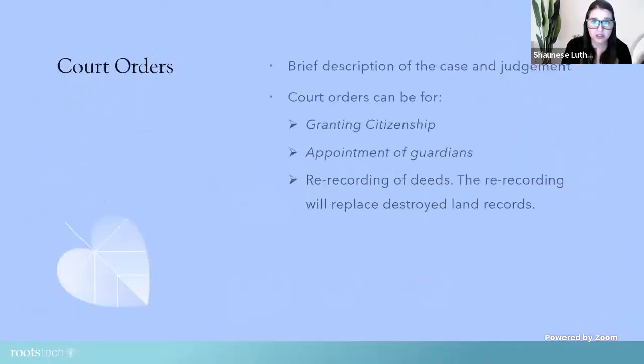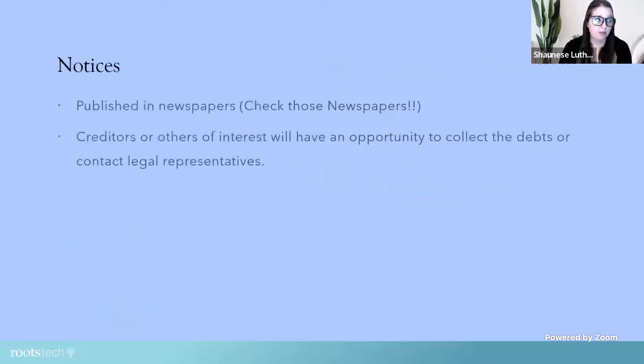So after the petition, we have court orders. And this is just the brief description of the case and judgment. The court orders can be for granting citizenship, appointment of guardians, and re-recording of deeds. So this happens if the deed was destroyed, or the land record is destroyed, it will be recreated to have that. After court orders, we have notices.